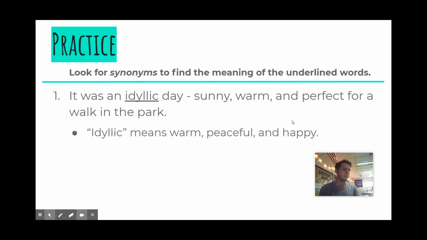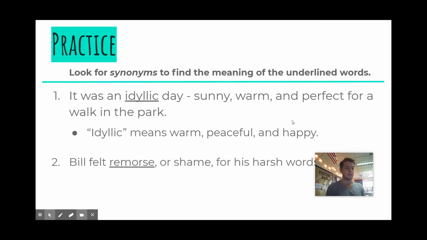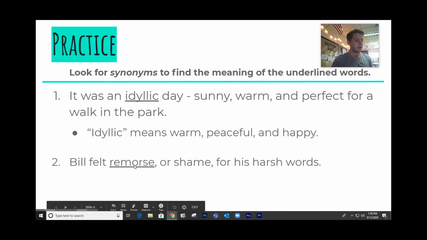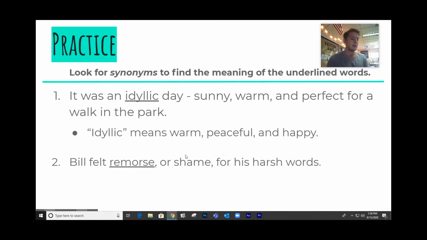Let's try another one. Bill felt remorse or shame for his harsh words. So again, we have our word that we're wondering about, and then after that, it follows up that word with "or shame for his harsh words." So shame would be the synonym there for remorse.